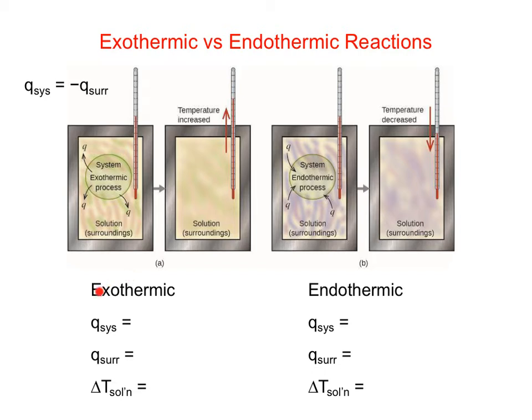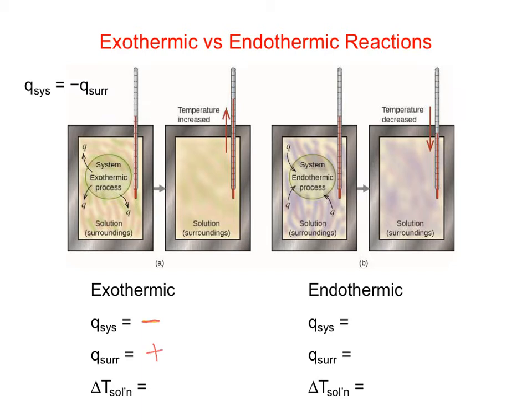So in an exothermic process, we know that the Q for the system is going to be negative, right? And so the system is going to be losing energy. And then that means that the Q for the surroundings, the Q of the solution that we're measuring, is going to be the opposite of that. So if the system is losing heat, then the surroundings is gaining heat. And so Q for the surroundings is going to be positive.